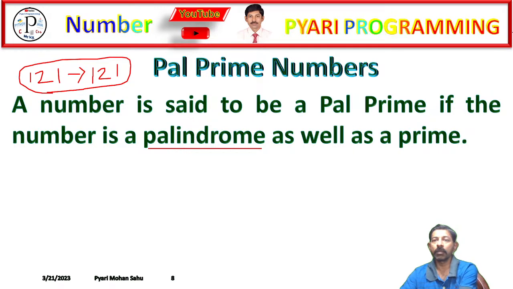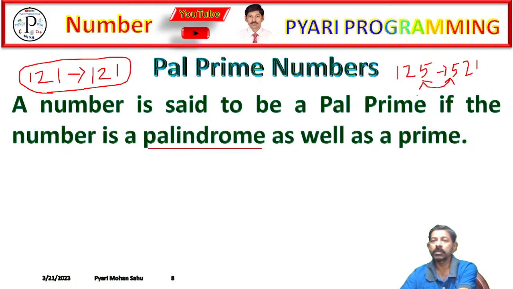Now suppose the number is 125. Now I'm taking a number 125. Now the reverse of this 125 is 521. Now both are not the same. So that's why it is not called a palindrome.